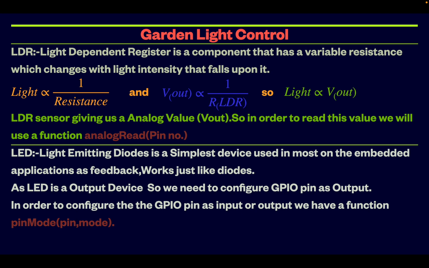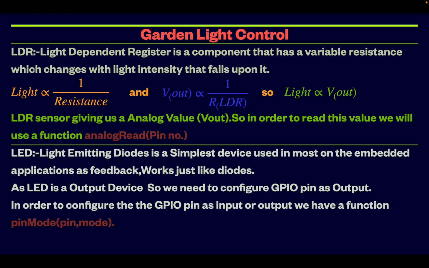So for garden light control, as I have already said, we are using the LDR. LDR is basically a light dependent resistor. It is a component that has a variable resistance. So when the intensity of light is more, then resistance is very low, and accordingly the voltage which we get from it, if the resistance is very low, then the voltage Vout is high, and light is directly proportional to voltage, so we will control it in that way.